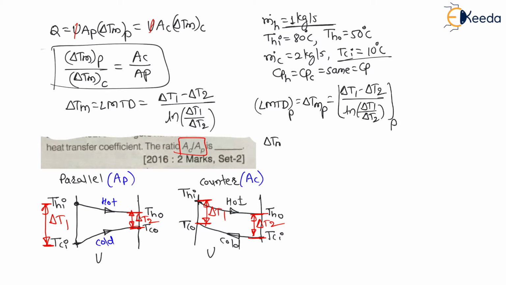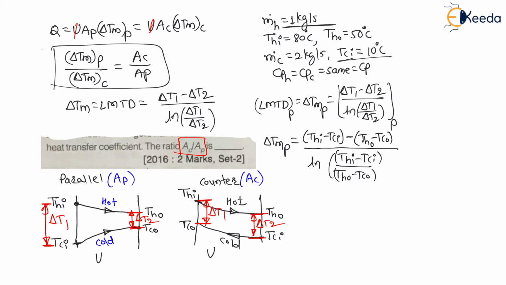These calculations we have to consider for parallel flow. Therefore, delta Tm of parallel flow is equal to, delta T1 is Thi minus Tci for parallel flow, minus delta T2, which is Tho minus Tco, divided by ln of Thi minus Tci divided by Tho minus Tco, right? This should be the delta Tm for parallel flow. So let us put the values.